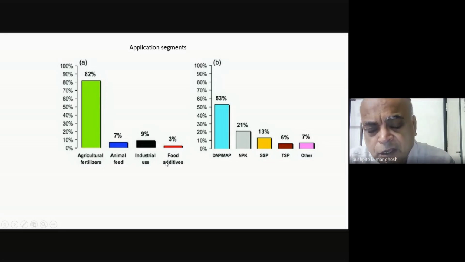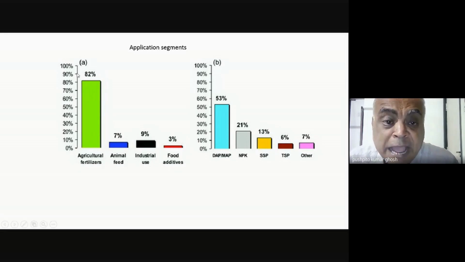And then a small amount goes as food additives. Things like your Thumbs Up and Pepsi and Coke have phosphoric acid, and so in a way we are all drinking some amount of phosphoric acid. So that's the food additives area.